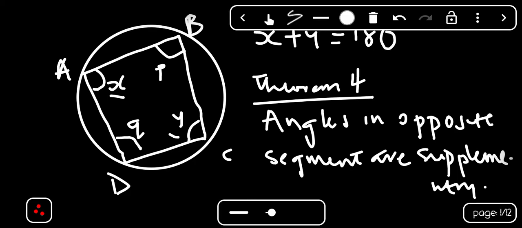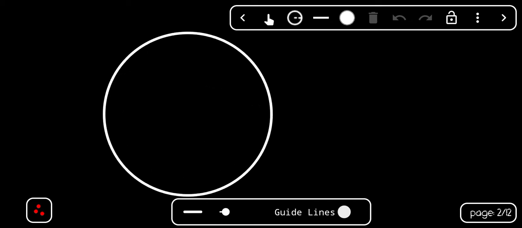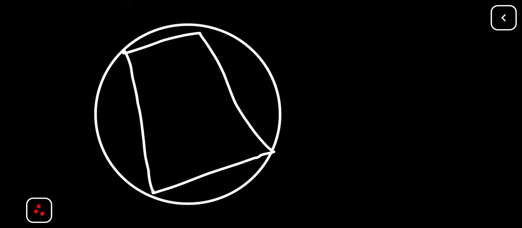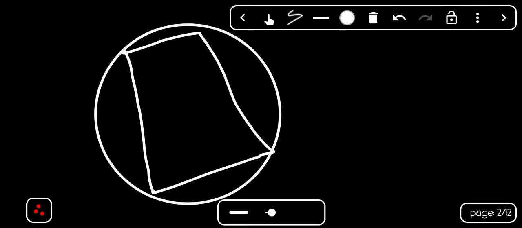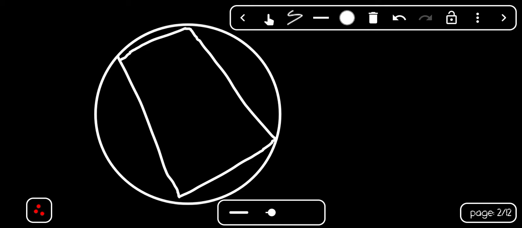So if we have a question like this, so let's see, the question is something like this. Okay, so it's not drawn to scale. So please note that the lines must actually touch the circumference of the circle. If not, then this theorem or this rule will not work. Okay, so let's assume the lines touch.